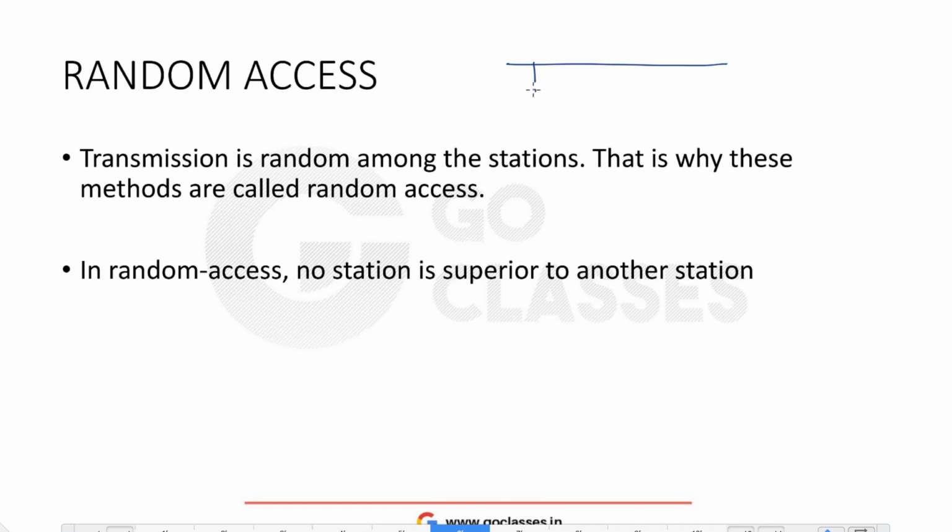So suppose there is some broadcast link and A, B, C, D, 4 hosts are connected to that. In that case, suppose some host wants to send some packet to some other host, then we will be using, like, there are different protocols, but in this particular video we will be only using CSMA/CD, which is a random access protocol. And in random access, no station is superior to another, which means it's not like A has superiority over B or B has superiority over C. Every station is equal.